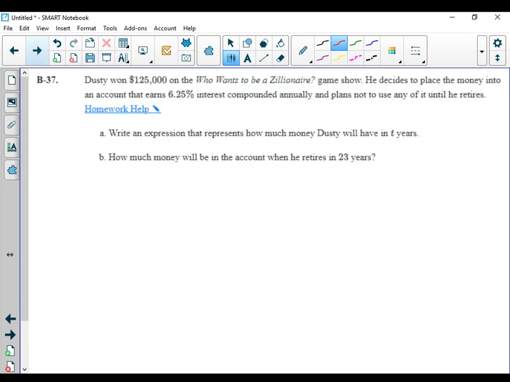Another one that hopefully we're starting to get a little more comfortable with was 37. And 37 was talking about Dusty, who won $125,000 on a game show. He decided he was going to invest that, and he was going to get 6.25% interest. And it was going to be compounded annually. And he's not going to pull any of that money out until he retires. So they wanted a couple things. First of all, they wanted an expression that would show how much money he had after t years. So if he's going to start with 125,000, that would be our 0 term.